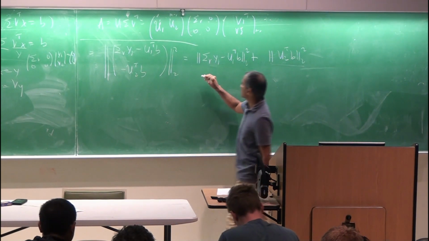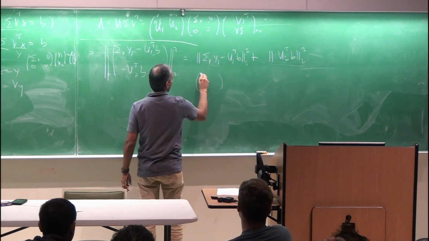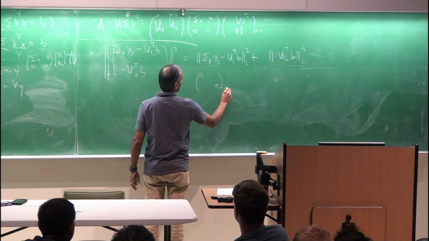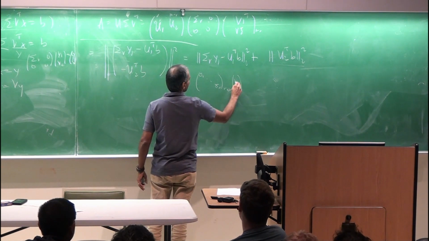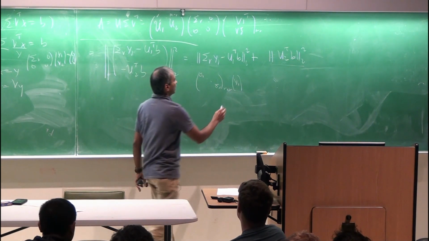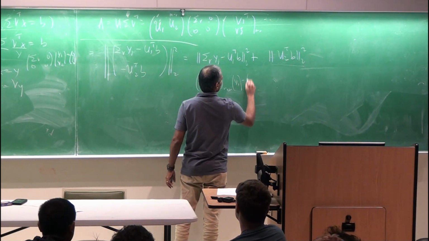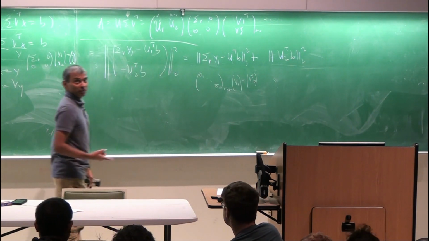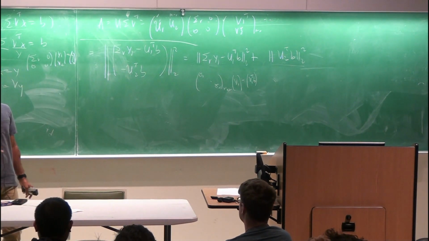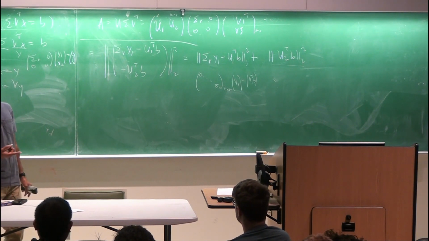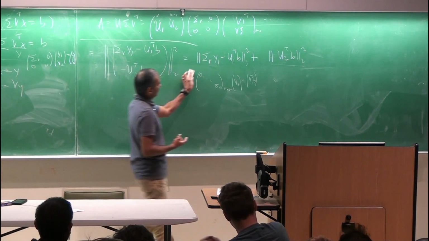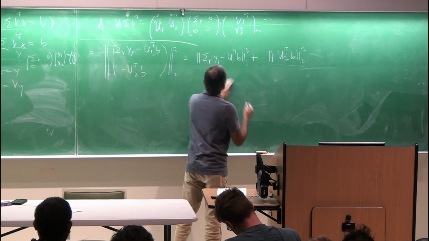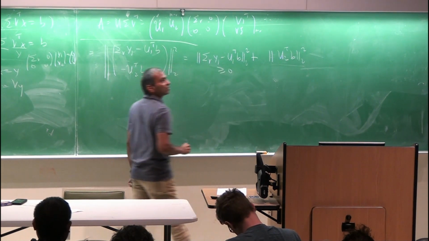If you look inside the matrix, you see that sigma r is a square matrix. Sigma 1 to sigma r is r by r. y1 is a column of length r, and the right-hand side is u1 transpose b, right? The length r. But you can make this 0 by picking y1 to be sigma r inverse u1 transpose b, right?